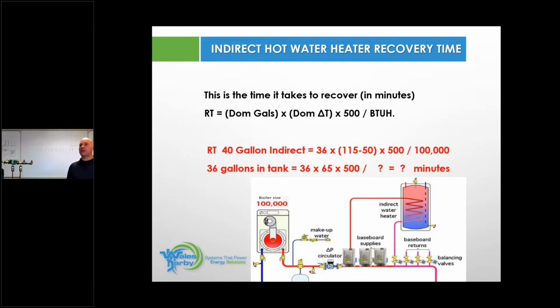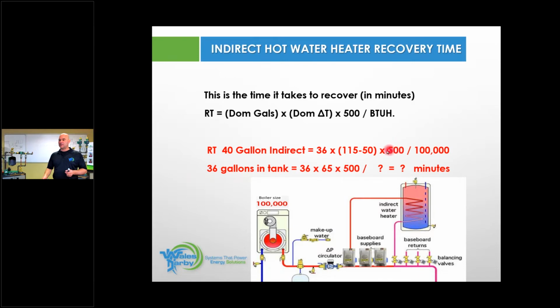Okay, next one up. Get your calculators ready again. We did this 2 weeks ago. Jim did last week, sorry. Here we're going to figure out the recovery time of this system. Right there it shows you have a 100,000 BTU boiler. You have a Honeywell 3/4 zone valve feeding your indirect. In this formula, the tank holds 36 gallons of water. Our supply temperature is 115. Our inlet water temperature is 50. 115 minus 50 is 65.